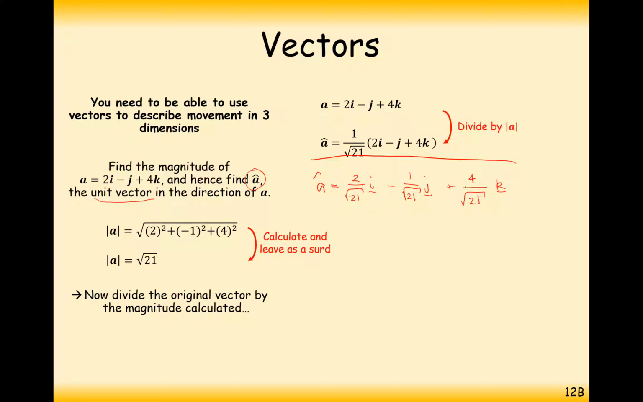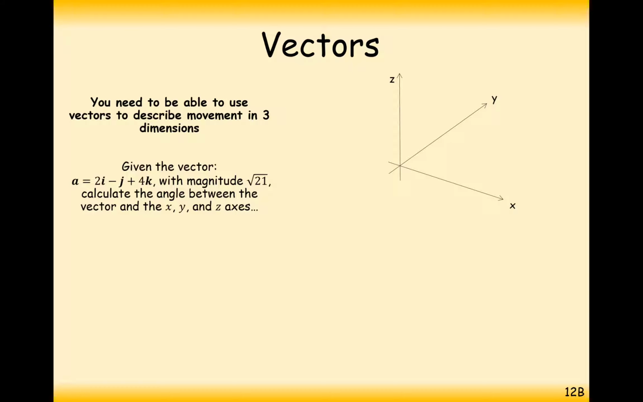And if you were to work out the modulus of this value, you would get 1. The modulus of a hat should give you 1. If you were to do 2 over root 21 squared plus minus 1 over root 21 squared plus 4 over root 21 squared and square root your answer, you should get 1. Okay, so that's what it means for a unit vector. Make sure you remember that word because it's usually something that accidentally falls through the gaps in people's revision. So for a unit vector, find the magnitude and then divide your original vector by that magnitude.